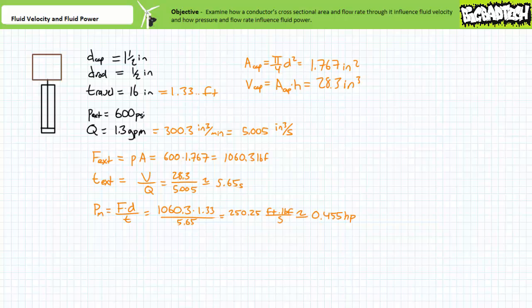Look at all the work it took to get here. Now, let's try the shortcut. Given an observed pressure of 600 psi and a flow rate of 1.3 gallons per minute, we substitute these values into our shortcut power formula and find this system is exerting 0.455 horsepower. Ta-da! Look at all the steps and time we saved.